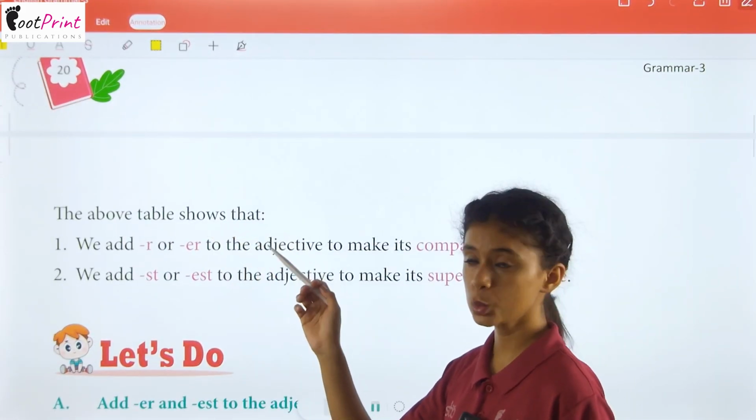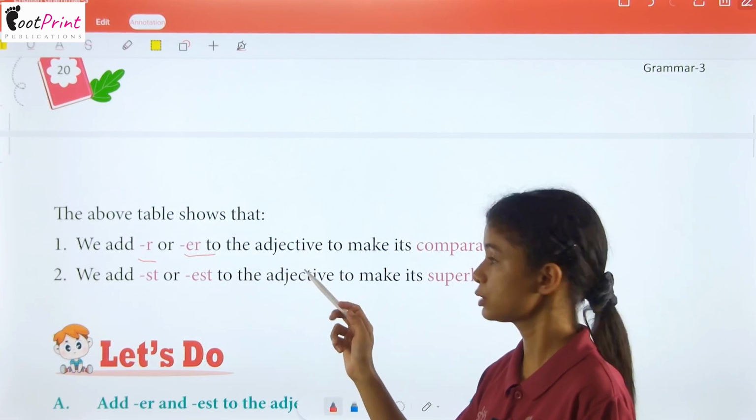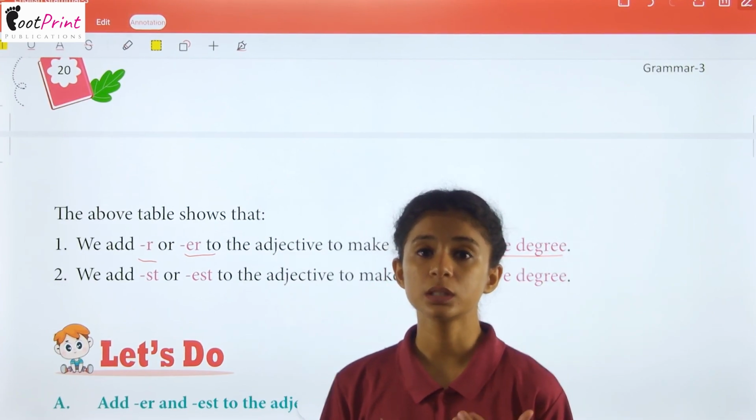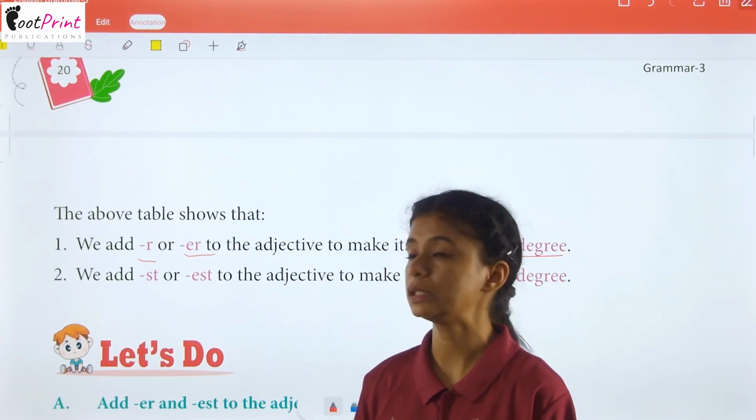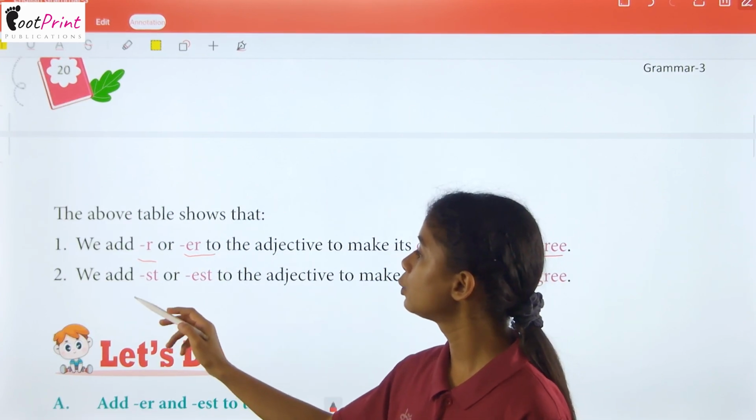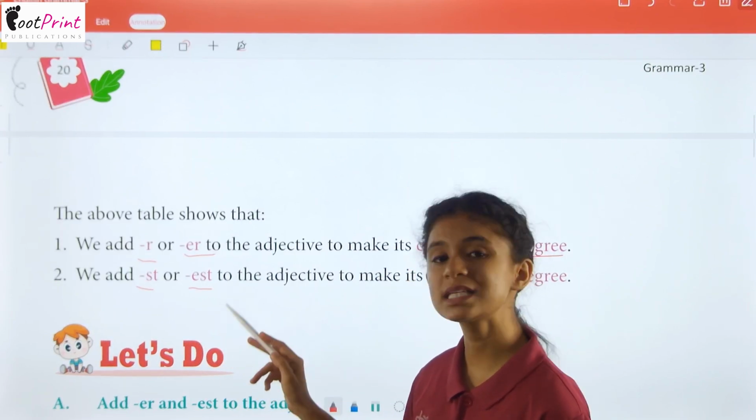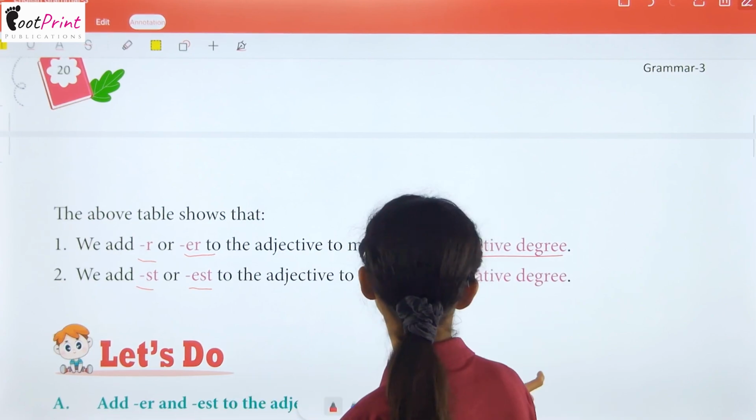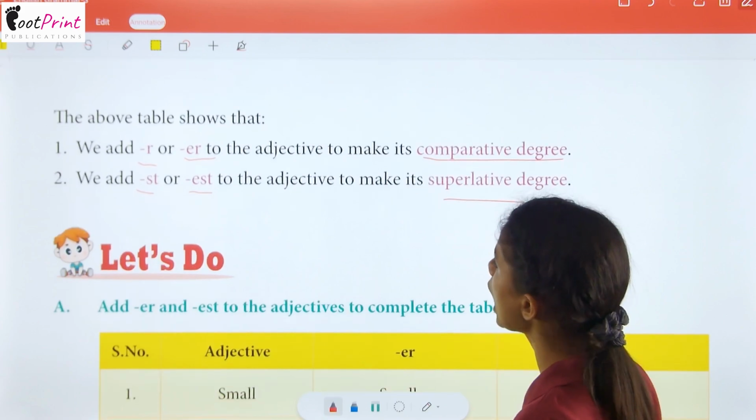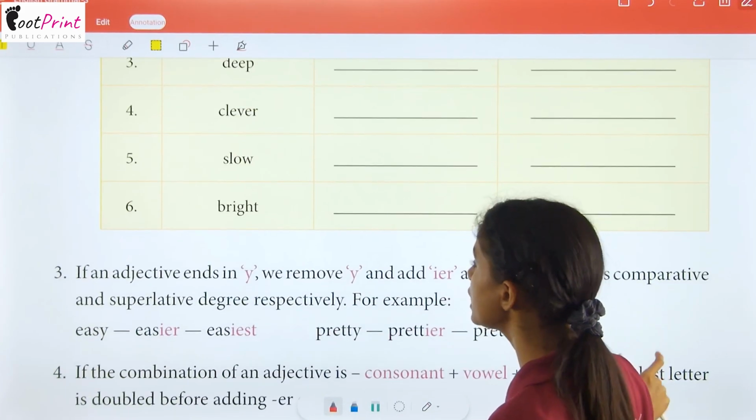The above table shows that we add R or ER to the adjectives to make the comparative degree. So when we are converting a word into its comparative degree, we will either add R or ER to its ending. And when we are changing it to superlative, we will add ST or EST to the end of the adjective to make the superlative degree. So that's it. Now you have to do this exercise on the basis of the chapter that we have read.